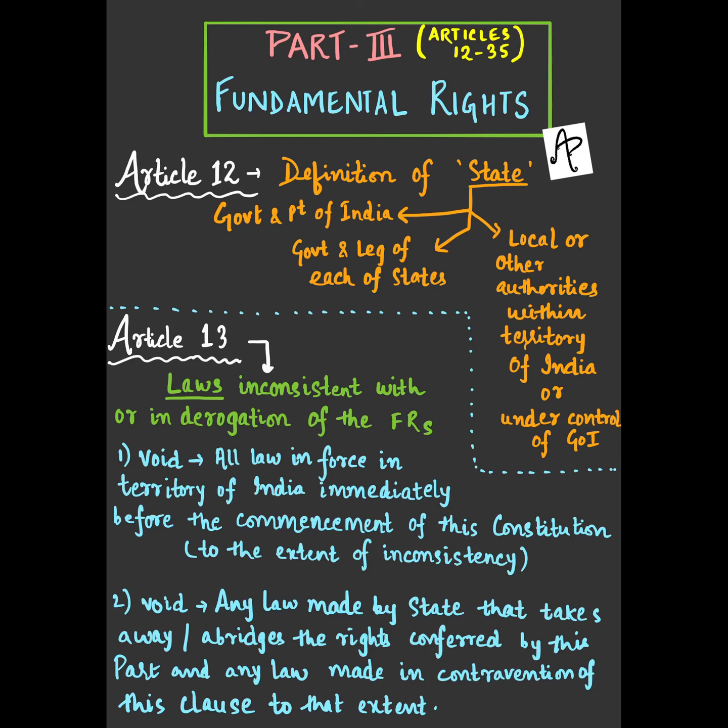Another clause of this Article 13 says that the state shall not make any law which takes away or abridges the rights conferred by this part. So whatever rights people are getting from this part, the states will not make any law by which those rights are taken away, okay? And any law which is made in contravention of this clause, if such a law is made against this clause, that will also be called void. To the extent it is wrong, to the extent it is in contravention, up to there it will be considered void.